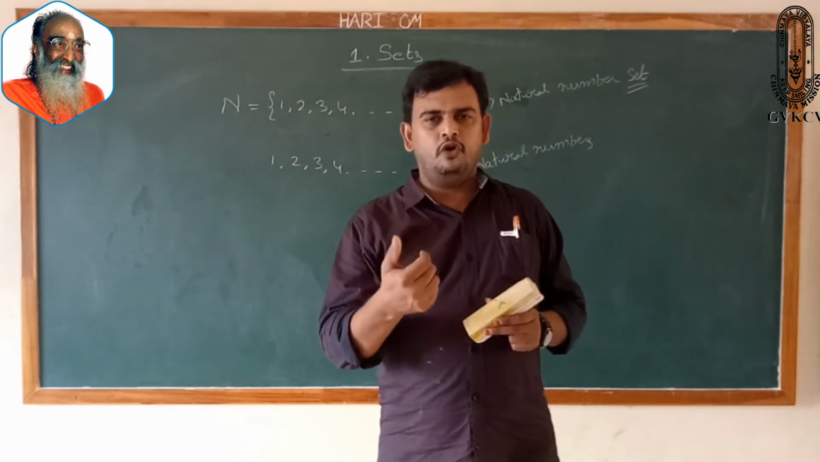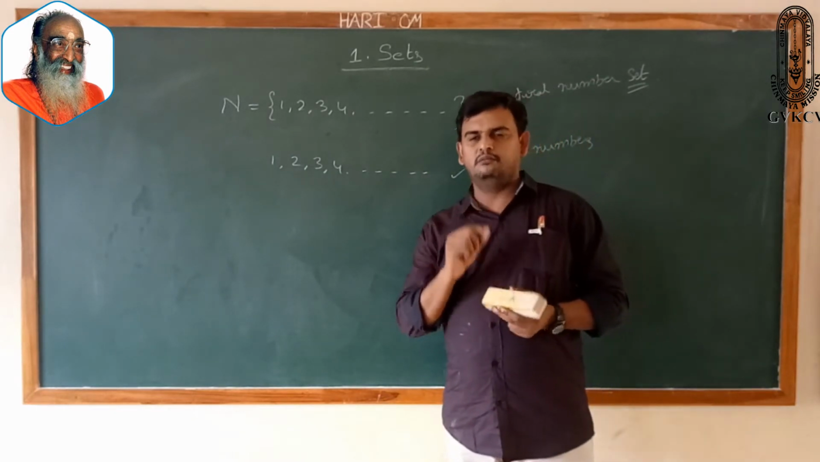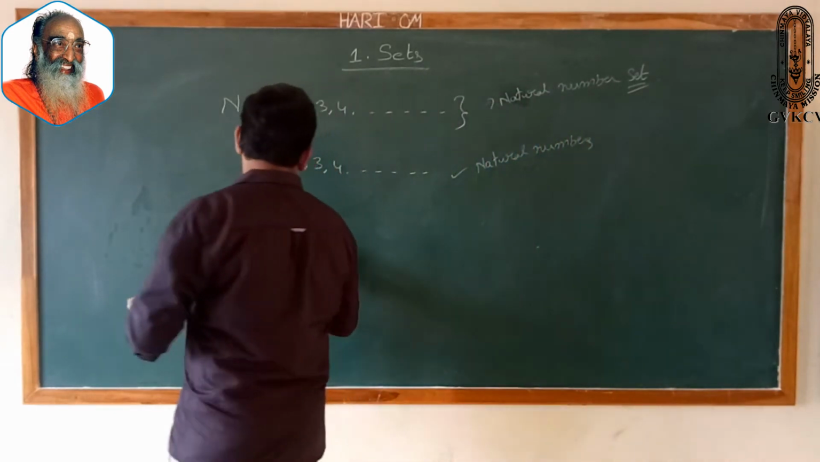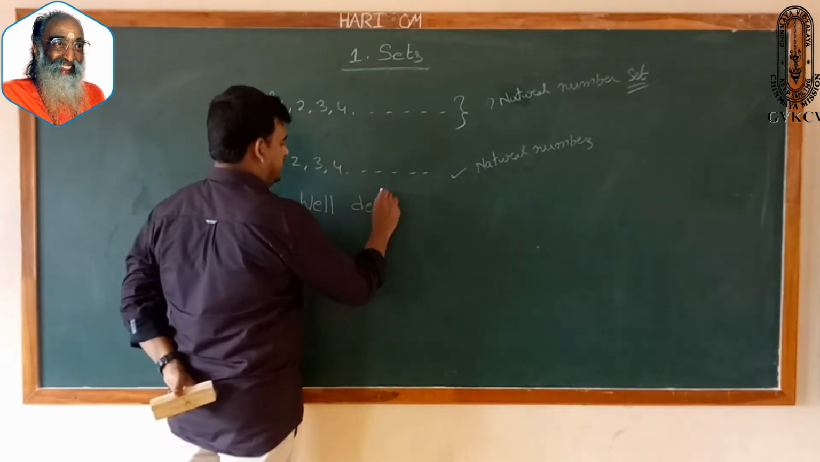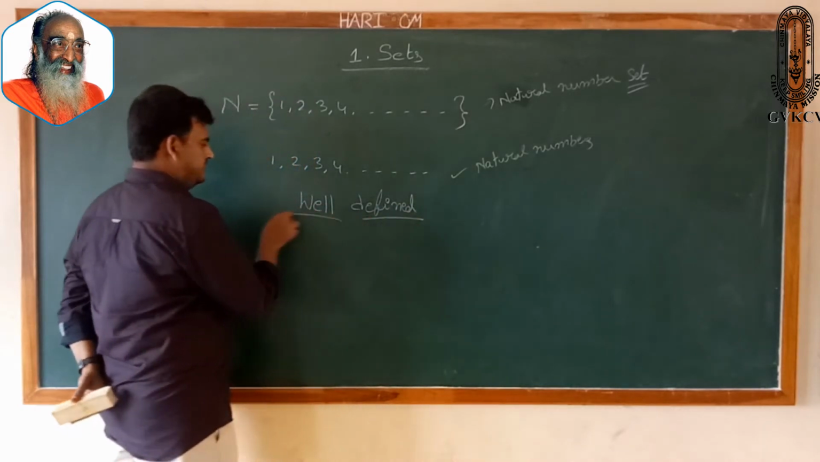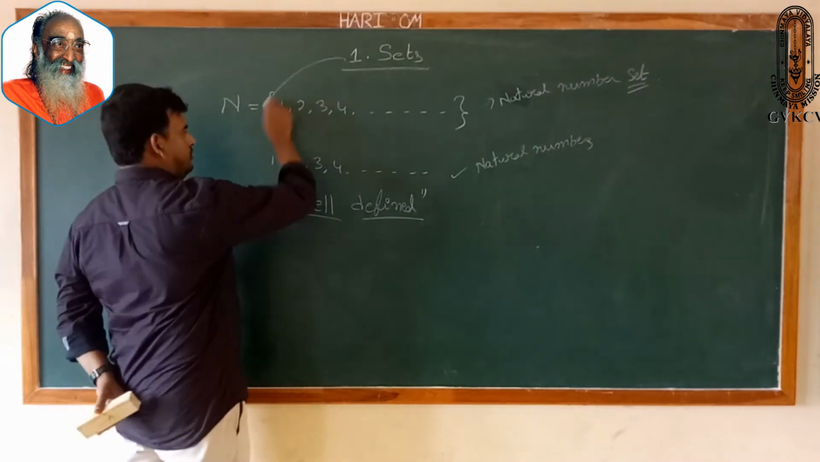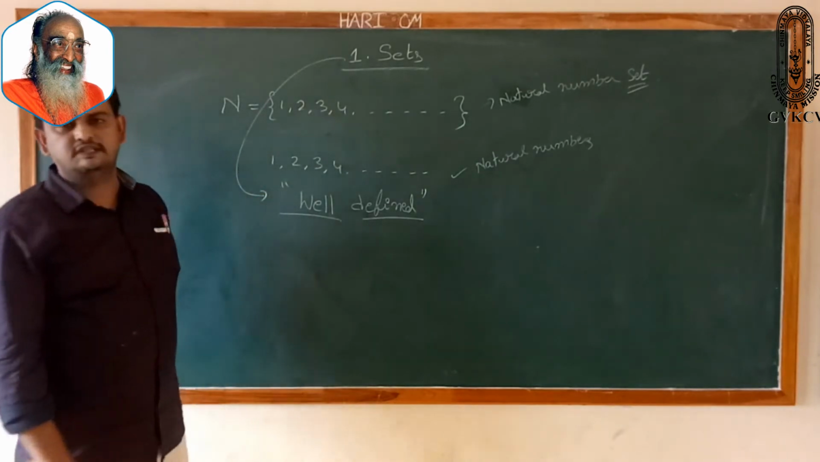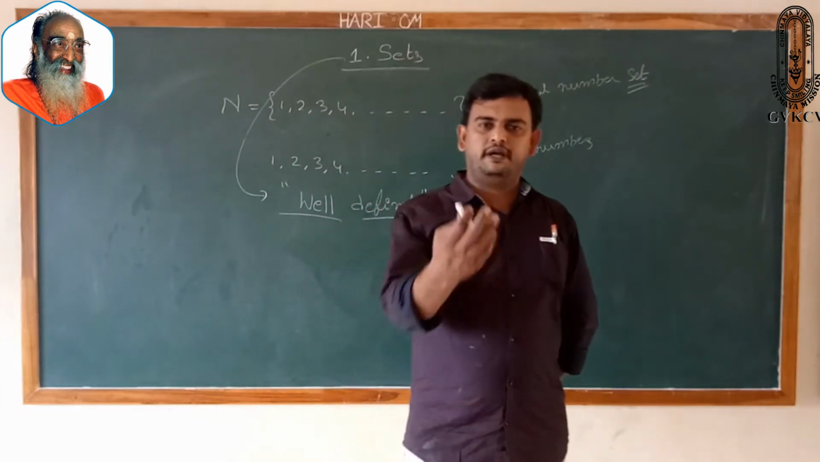Why are we quoting all these examples? I want one term that is well defined. Well defined. This is a very important word for the concept of set theory. What is well defined? That's what I am learning.